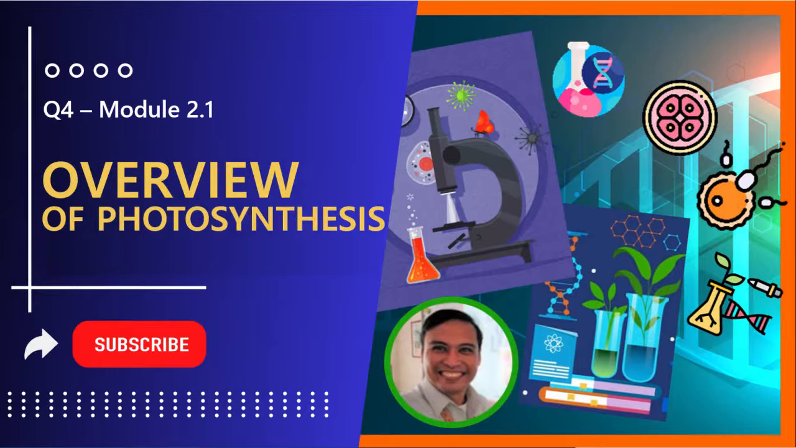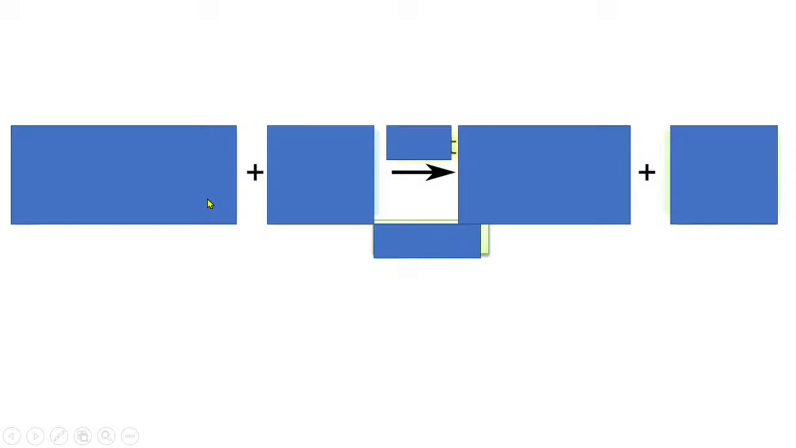Now, we continue with the second part of our batch review for our long test number 1, and we will be talking about the overview of photosynthesis and also the light-independent reaction. Now, starting with that, we must be able to really memorize and be familiar with the equation of photosynthesis.